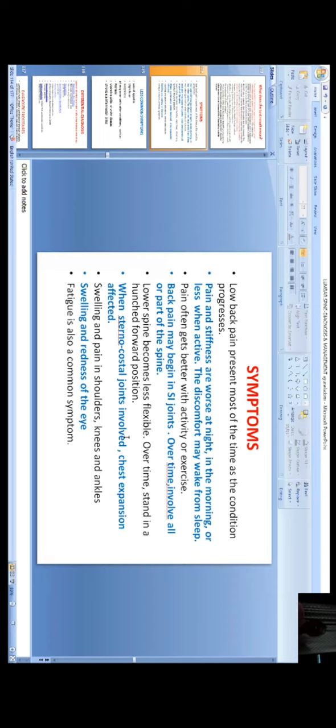When the sternocostal joints are involved, chest expansion is affected. Swelling and pain in the shoulders, knees, and ankles occur rarely, not very frequently. Swelling and redness of the eye. Fatigue is also a common symptom. The patient may be affected with fatigue and malaise, that is, feeling fatigue without any reason. Less common are loss of appetite, slight fever, and weight loss.